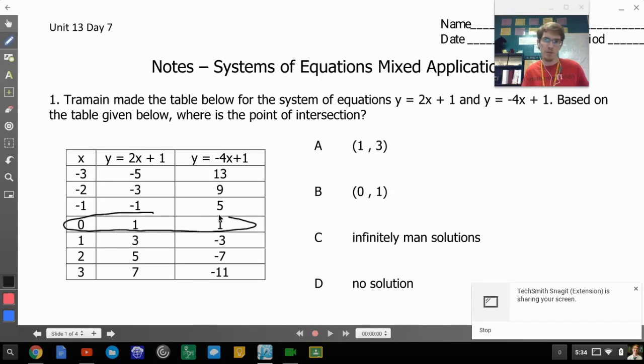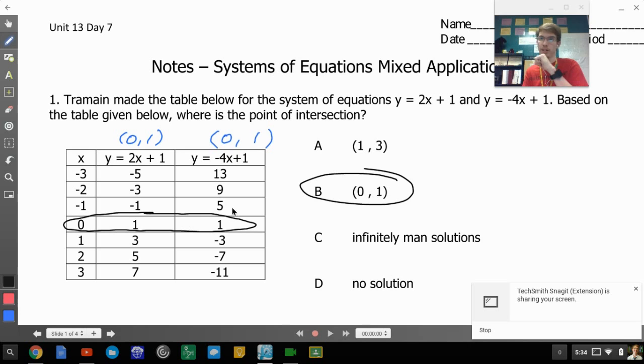So 0, 1, 1. That means that for this first line, it is at the place 0, 1. See the x and the y? And for the second one, the x is 0 and the y is 1. So they're both at 0, 1 at the same time. So B is our correct answer.